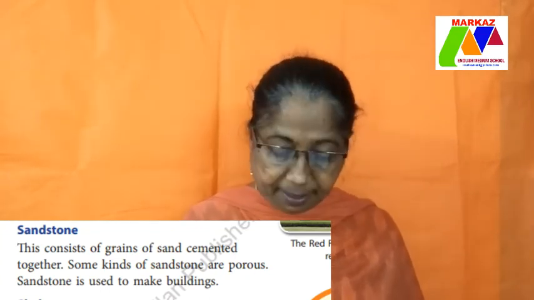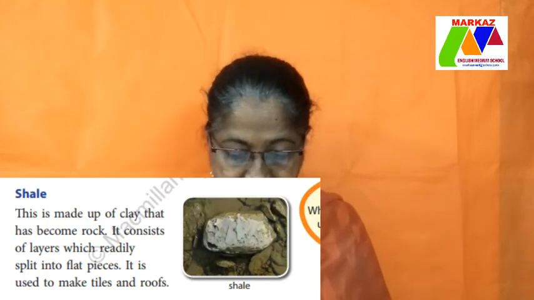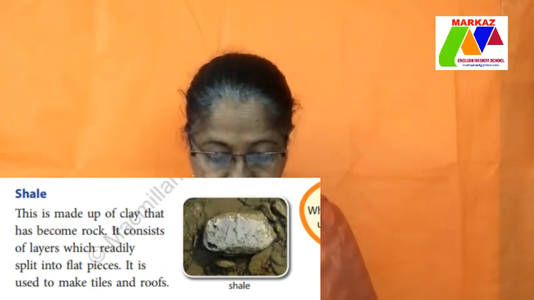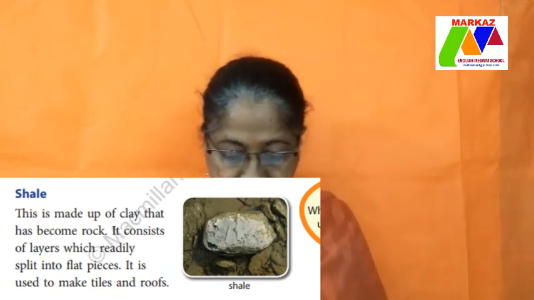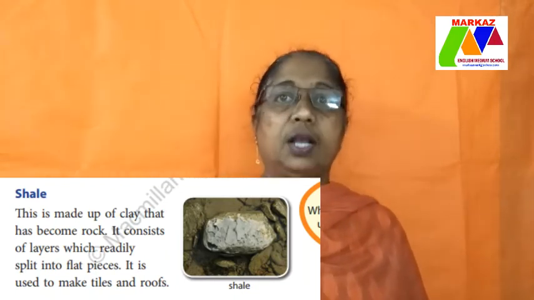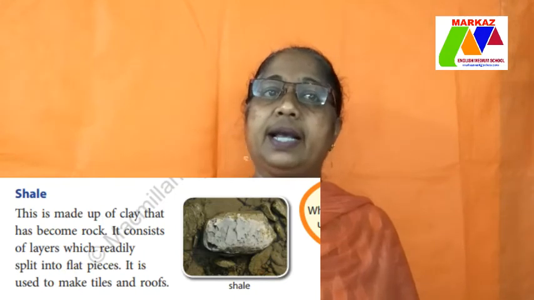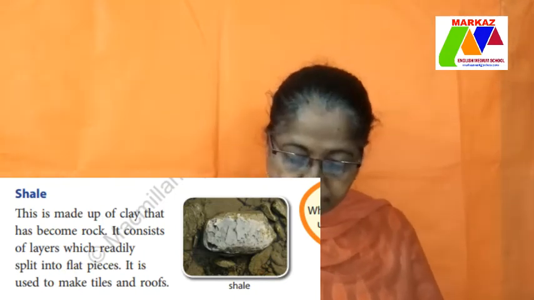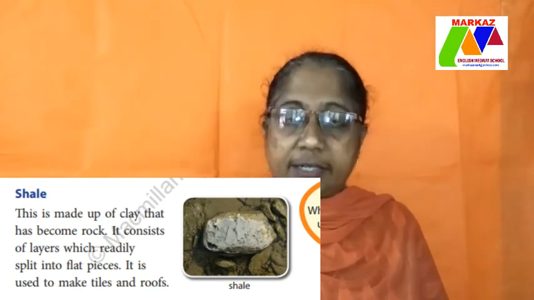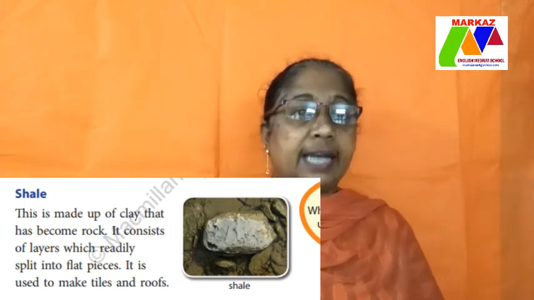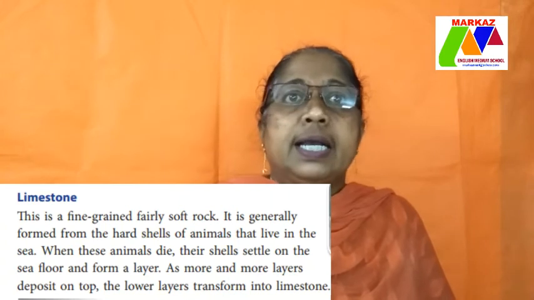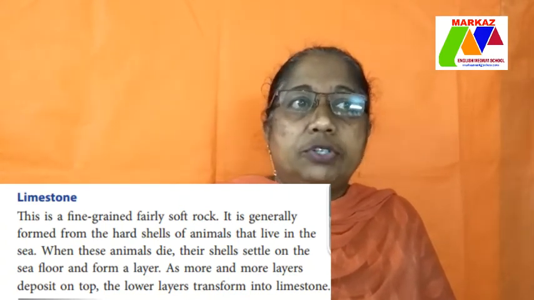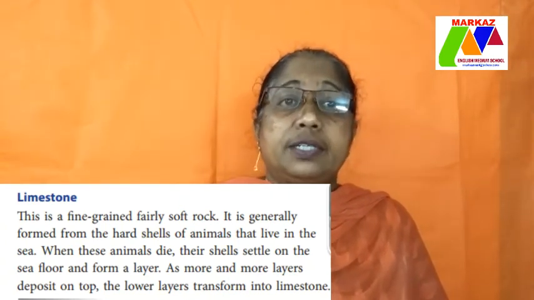Now you have shale. This is made up of clay that has become rock. It consists of layers which readily split into flat pieces. It is used to make tiles and roofs. So shale is nothing but clay that has split into flat pieces, and it is used to make tiles and roofs.